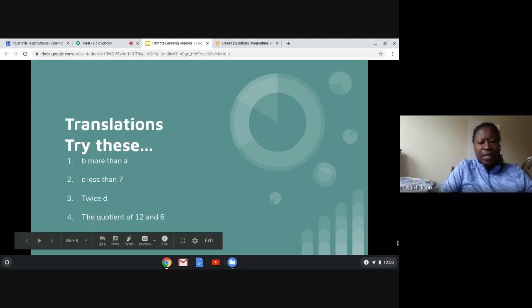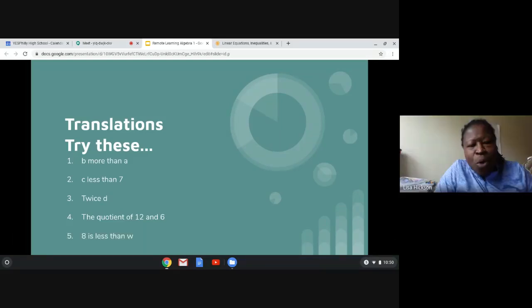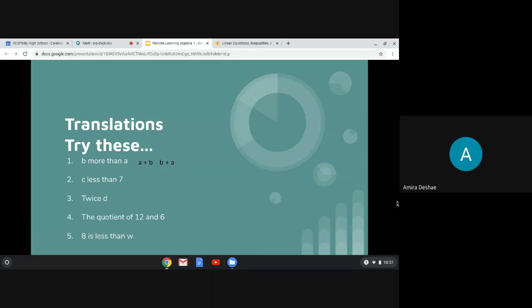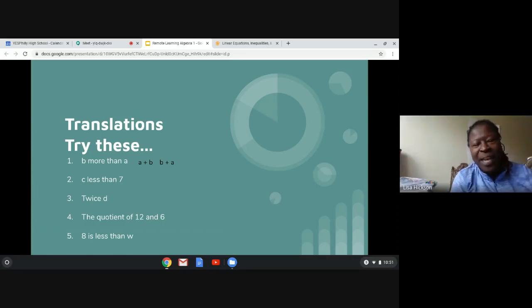So let's look at these. The first one, B more than A. What does it look like if it was in math terms? Convert. B more than A. So remember, with addition, it doesn't matter which came first, A or B, B or A.